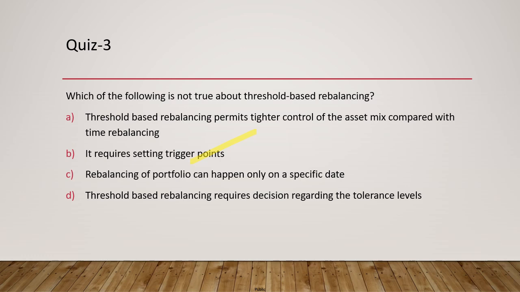No, threshold based rebalancing has no sensitivity to dates. Okay, threshold based rebalancing requires a decision regarding tolerance level, which is also correct. So what is not correct here is C, right? So let us move on to question 4.